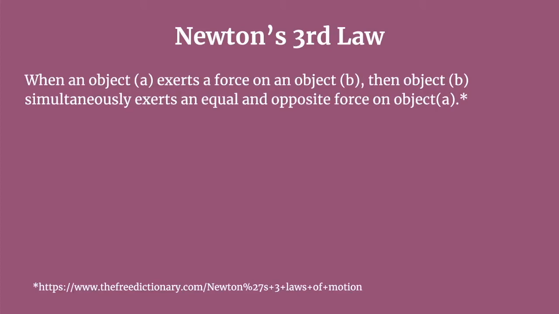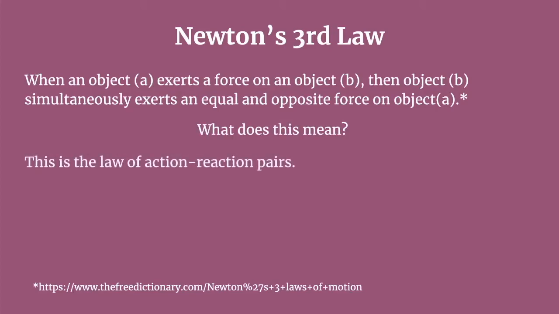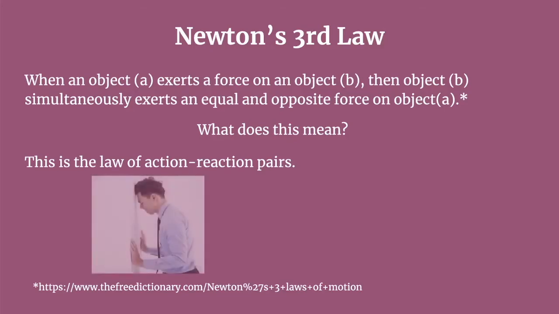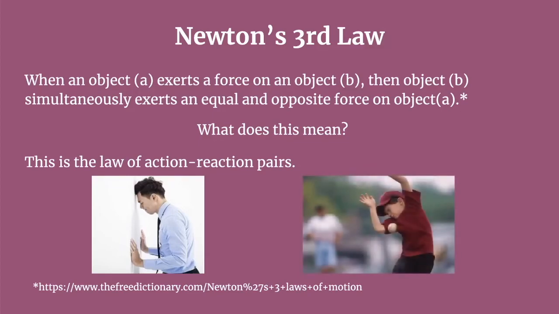Newton's third law of motion is often called the action-reaction pair law, because it basically states that when some object A exerts a force on object B, then object B automatically exerts an equal and opposite force on object A. So here are some examples. If we have a man who is pushing against a wall in frustration or whatever emotion he is feeling, and we have a kid being hit by a ball. The first example, we have this man pushing against the wall with this force, and then the wall is exerting an equal and opposite force at the man.